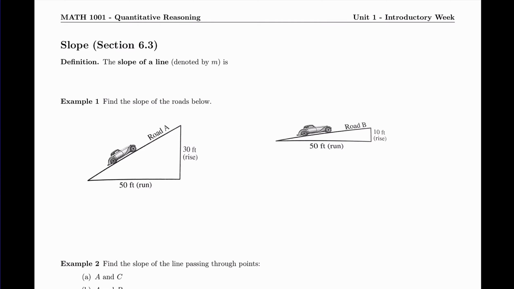This video is for Math 1001 Quantitative Reasoning. It covers topics from Unit 1, specifically slope, which can also be found in Section 6.3 of the ebook.